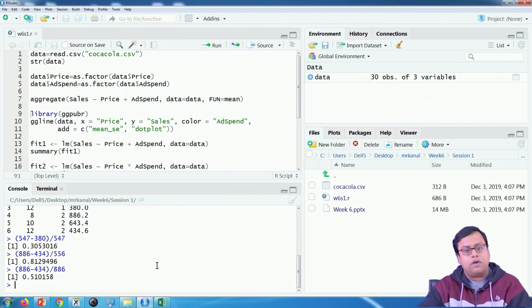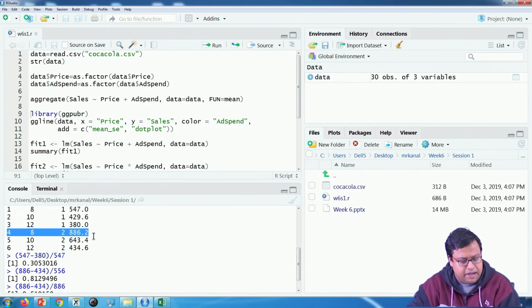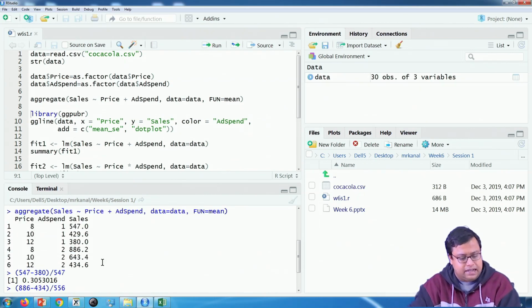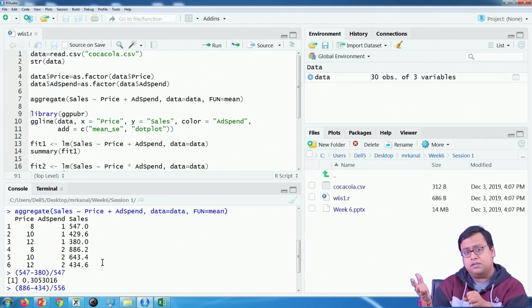It is almost a 51% drop in the second case. So, you see this guy from 886 is dropping to 434. I am trying to say here that when ad spend is 1 and you increase price, for lower advertisement expenditure, the drop in sales will not be that much in comparison to higher advertisement expenditure.